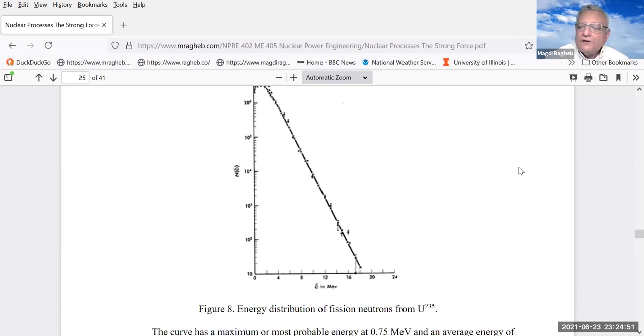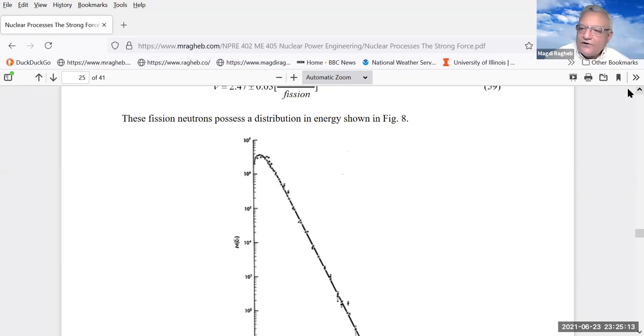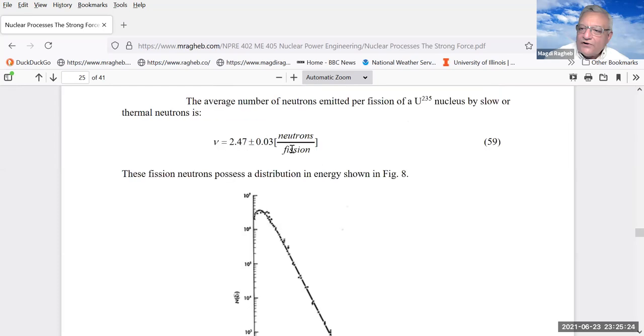this is the energy distribution of the fission neutrons from uranium-235. Compare that 2 million electron volts shown here, the maximum or most probable energy from fission, to the neutron energy from the fusion reaction, the 14.06 million electron volts. That emission of neutrons averages 2.47 neutrons per fission. It is a little confusing because we are using a new symbol here. The symbol here is a number of neutrons, but it's really an average. Sometimes it's different, but it averages up to 2.47.